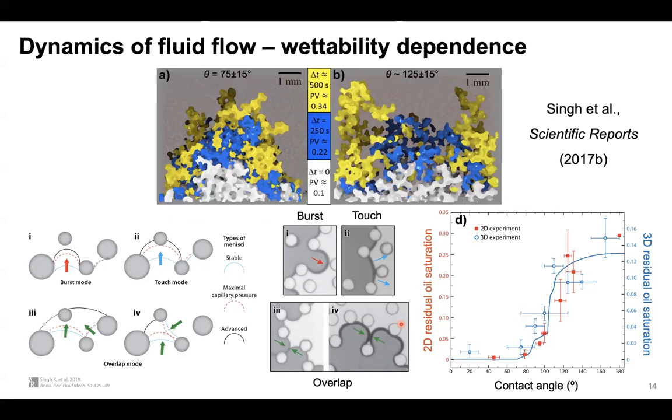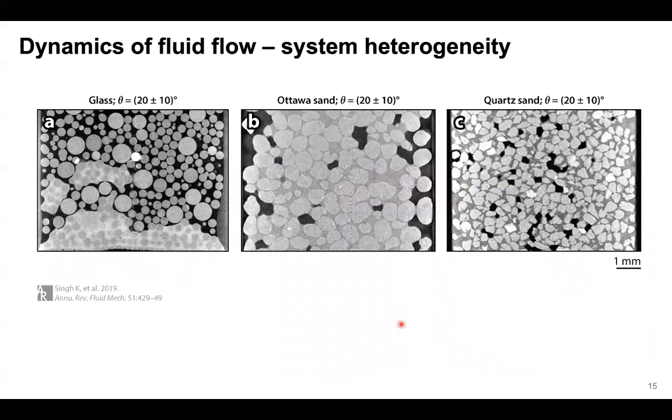But what we've seen is that wettability can alter quite a lot of things here: residual saturation and the front area, or the shape of the front. Another thing we wanted to do: if we keep the contact angle the same, and then change the system, make it more heterogeneous.